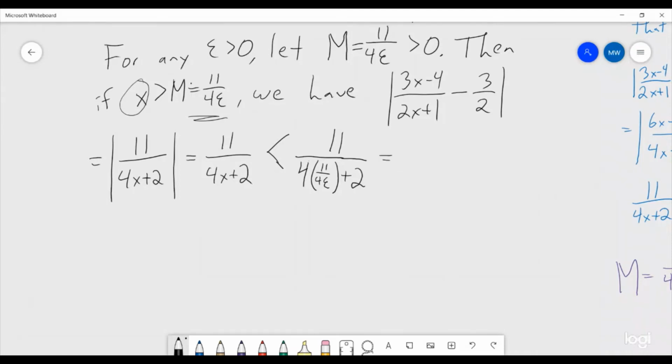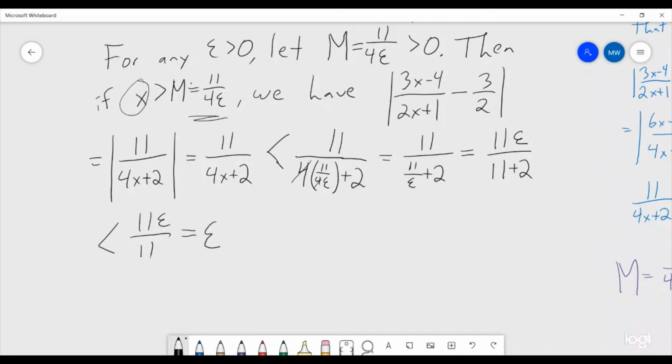So this is equal to 11 over, let's see, this 4 and this 4 cancel. So we have 11 over 11 over epsilon plus 2. Multiply the top and bottom by epsilon. That gives us 11 epsilon over 11 plus 2 epsilon. We can decrease the denominator, and that's going to increase the fraction. So that is all less than 11 epsilon over 11. We subtracted 2 epsilon from the denominator. That decreased the denominator, so it's going to increase the fraction, and this is equal to epsilon.